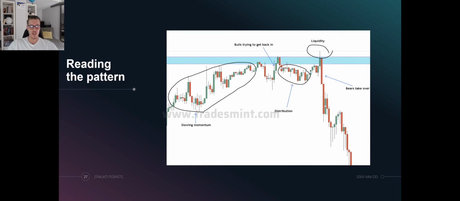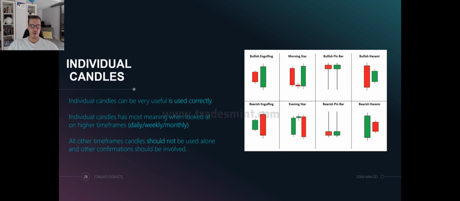You shouldn't be looking at the charts like, oh, double top. Oh, nice. No, you need to look at the history. You need to look at the candles like they are the words and read them, right? Now, it's not just the patterns, it's also the individual candles.